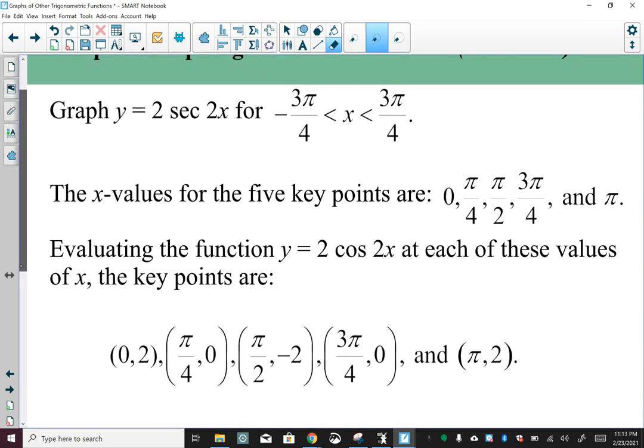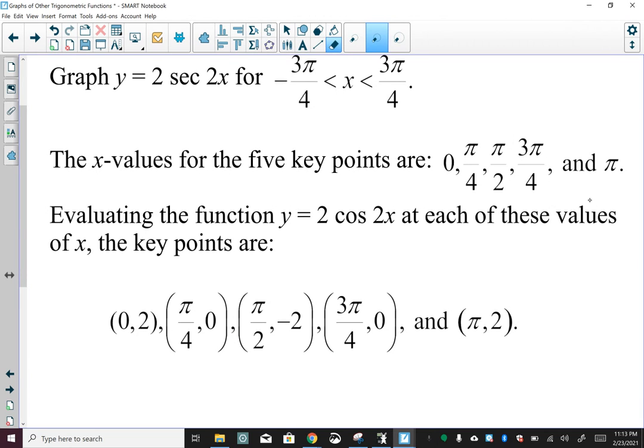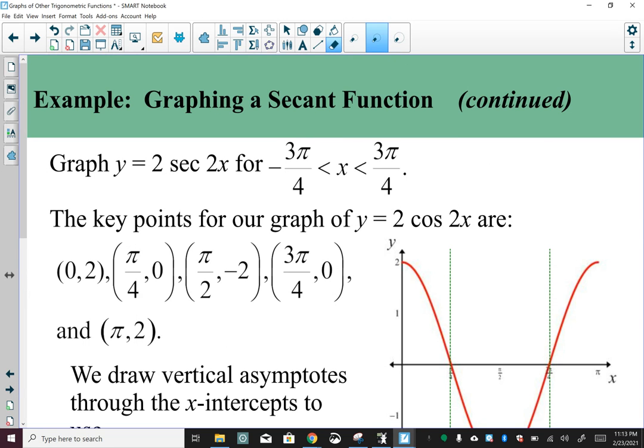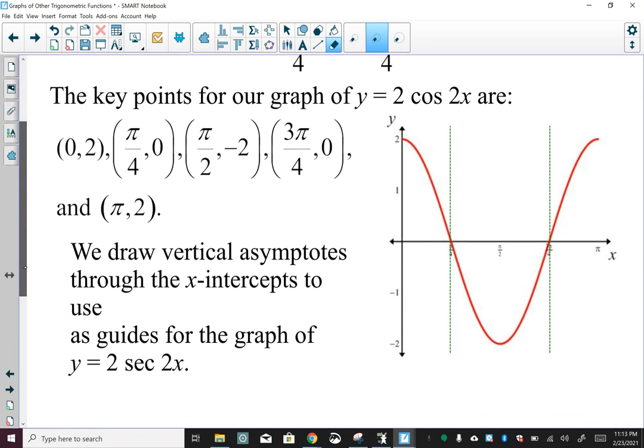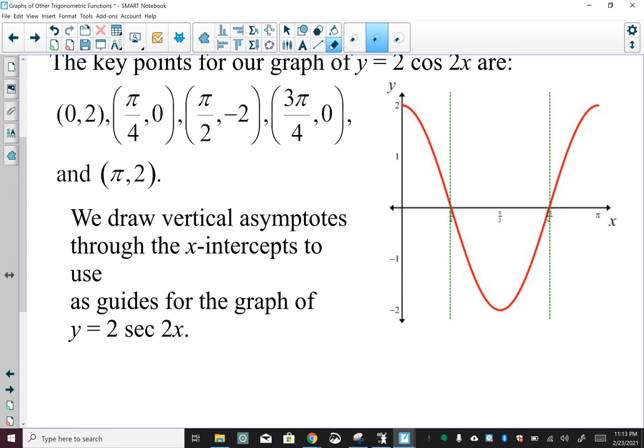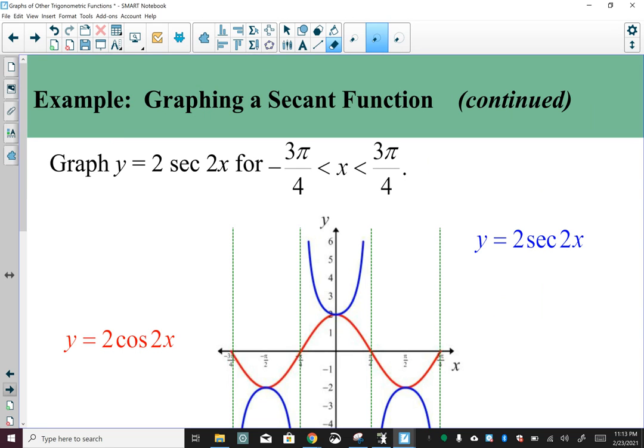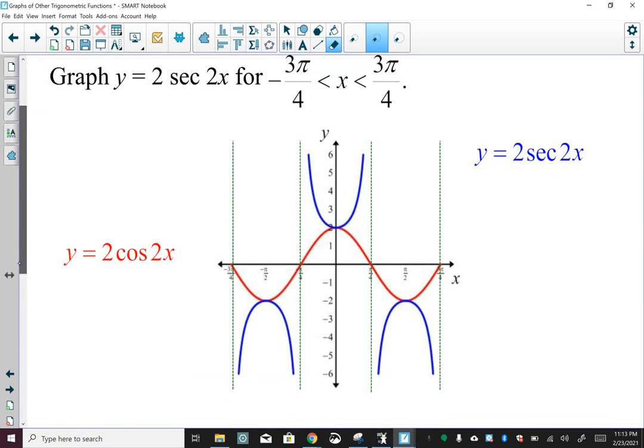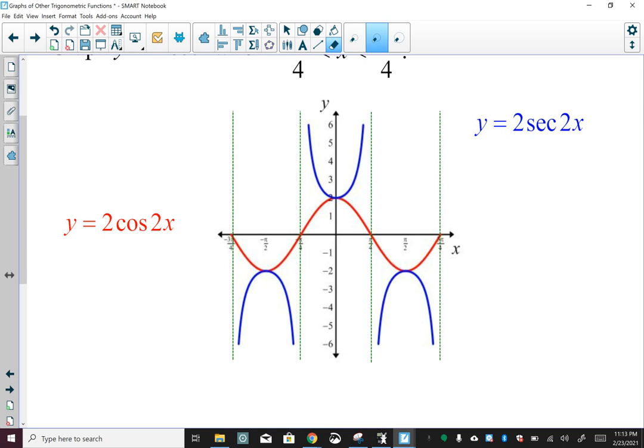So as you go through this, you can find your 5 key points. The 5 key points basically are going to be your x-intercepts and then your peak and your valley. Once you go through that whole process, then you draw your asymptotes and you go from there. So there's where we cross. There's my asymptote. And then you draw your U's.